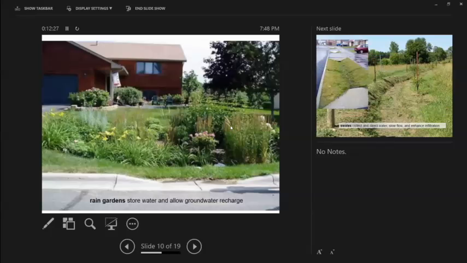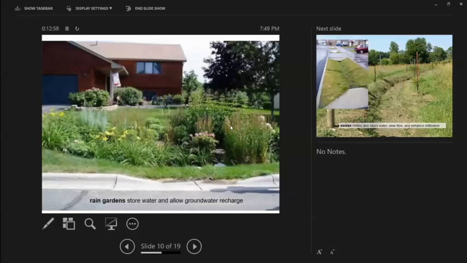Okay, so now I'm just gonna show pretty quickly some examples of green infrastructure. I'm gonna bet that many of you have seen these or heard of these sorts of examples. So this is an example of a rain garden in front of a house here. So rain gardens store water, and by detaining the water, they allow groundwater recharge. The plants also will transpire water over a longer time period, which also will have some effect on reducing runoff.